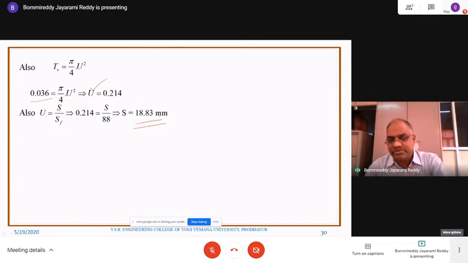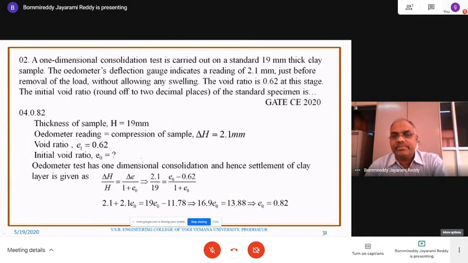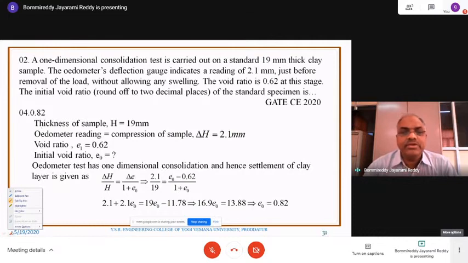So this is a very recent question in the examination. And here is another question that appeared in the recent exam, in 2020. I'll read the question. A one-dimensional consolidation test is carried out on a standard 19 mm thick clay sample. So what is the thickness of the clay? H equals 19 millimeters.